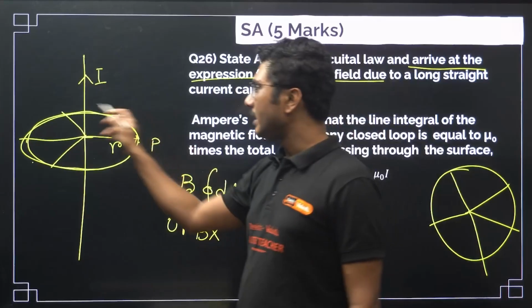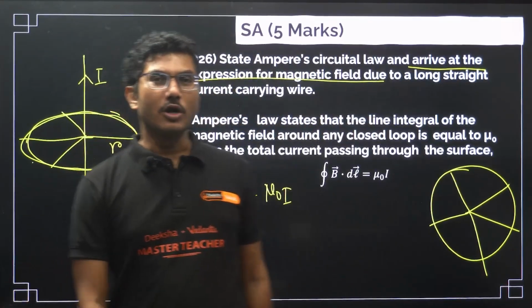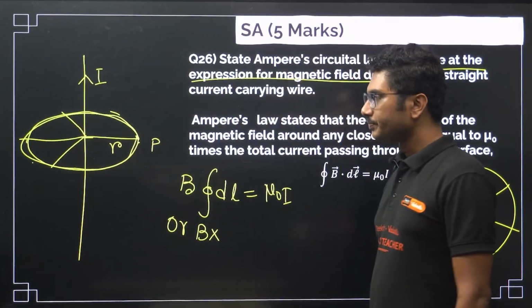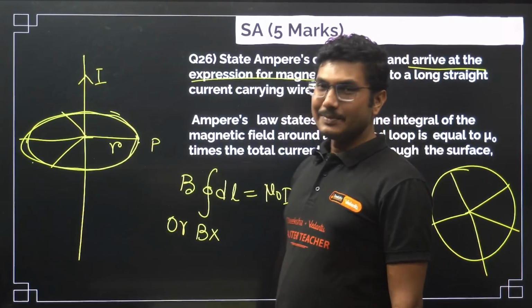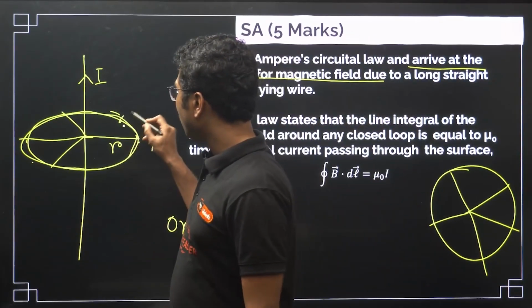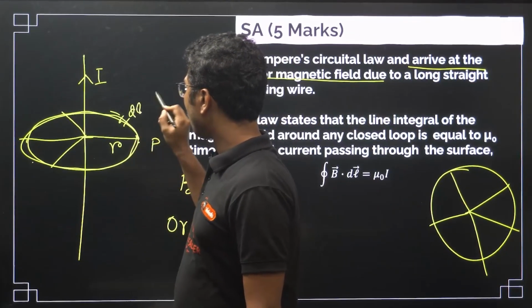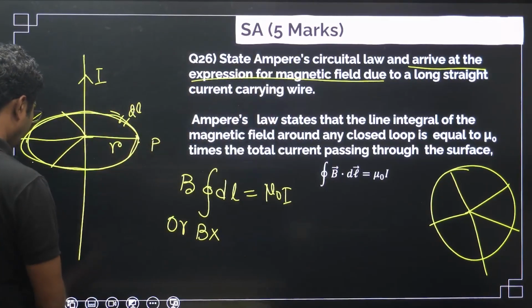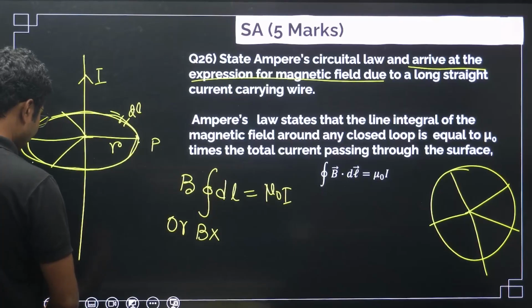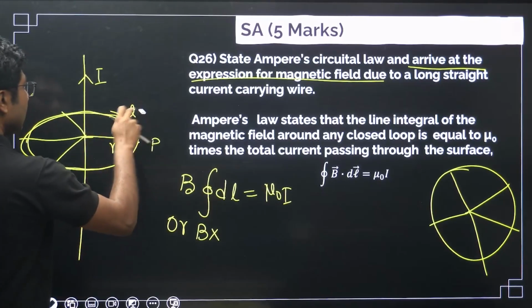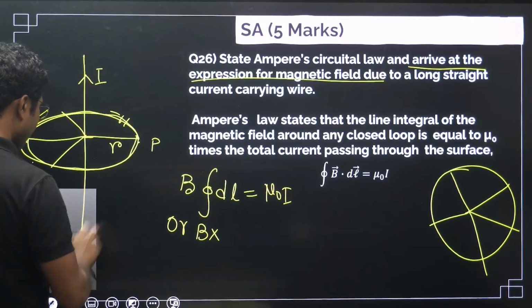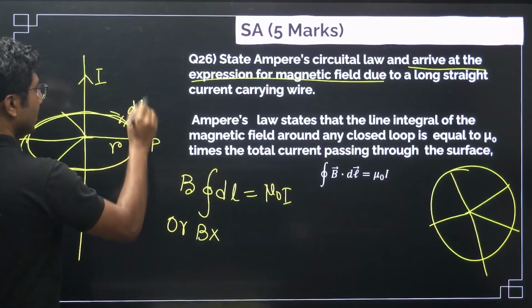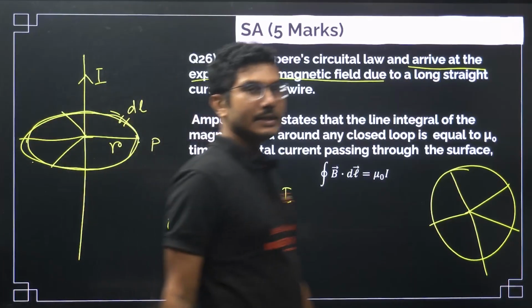Starting point and ending point are the same, then it is called a closed loop, a closed path. So, what is, by the way, dl? dl is a small portion of this loop. And what is the basic significance of integration? Integration basically signifies addition.